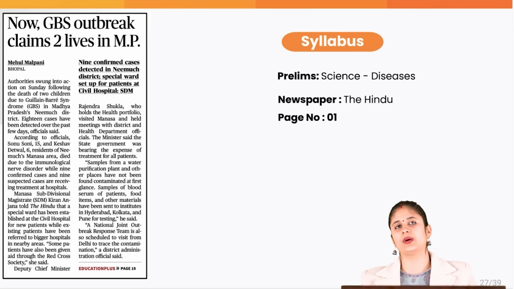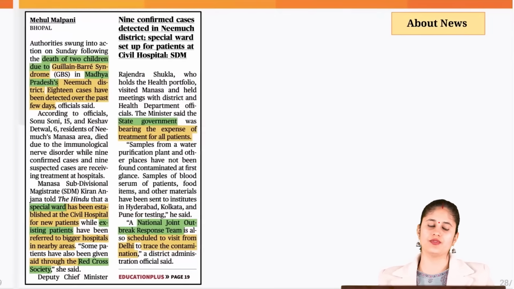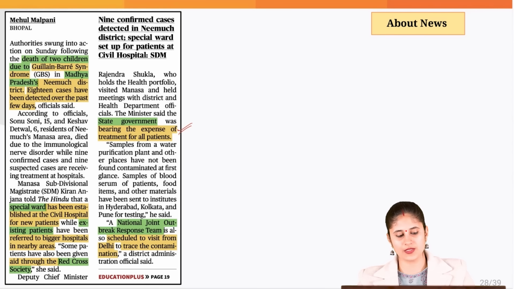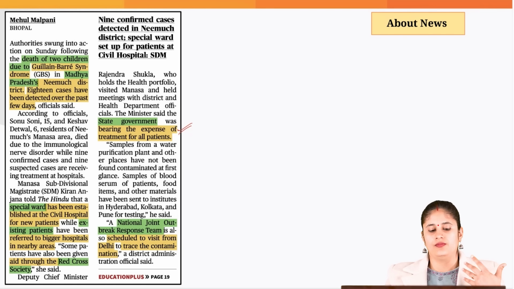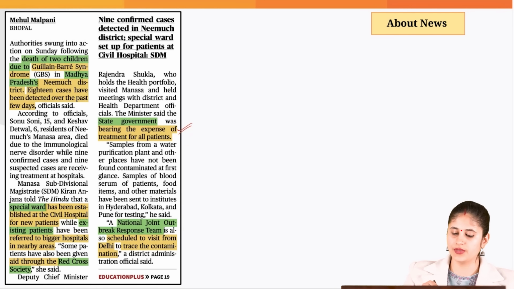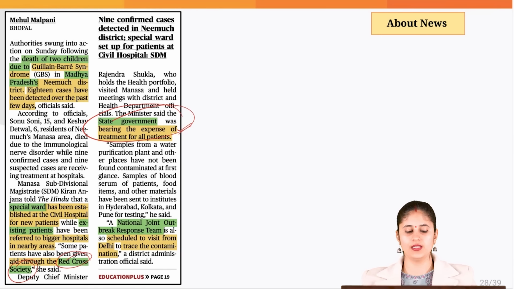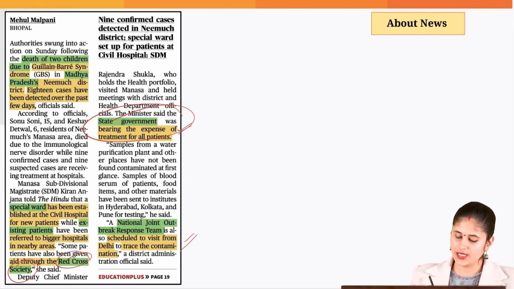Now, sadly, in the state of Madhya Pradesh, 2 children have died because of Guillain-Barre Syndrome. This particular topic you can associate with the science section of your prelim syllabus. And in this respect, the state government has stated that we will be bearing the expense of treatment of all the patients, as we have this concern that this disease might have affected other individuals also. Red Cross Society has also come forward to provide the necessary support. And the National Joint Outbreak Response Team is going to visit Madhya Pradesh, okay, to trace the contamination.